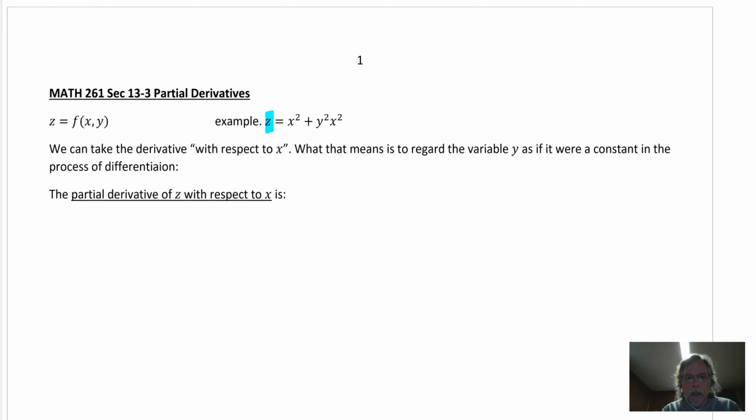z equals x squared plus y squared times x squared. So here's how. The partial derivative of z with respect to x is what? Again, what that phrase with respect to x means is to take the derivative of z, looking at x as the variable, and y is going to play the role of a constant. So how that's going to look for this particular z is going to be like this. The first term is x squared. So when we take the derivative with respect to x of that, that's the normal thing, 2x.